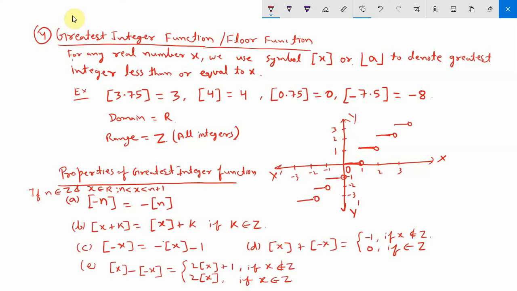Okay. Next property is: [x] ≥ some integer k implies x ≥ k, where k is an element of the integers. Okay. So next property, let me erase some portion.